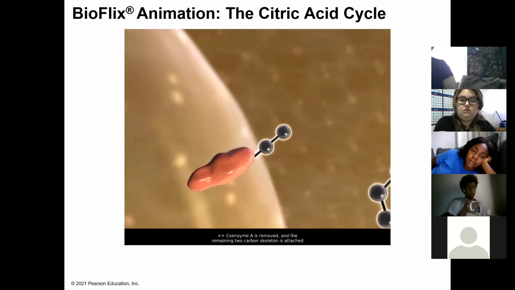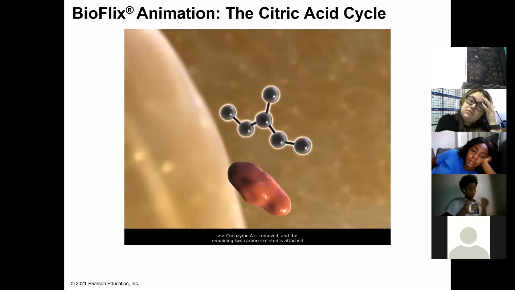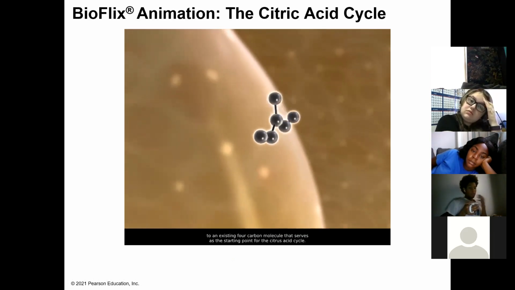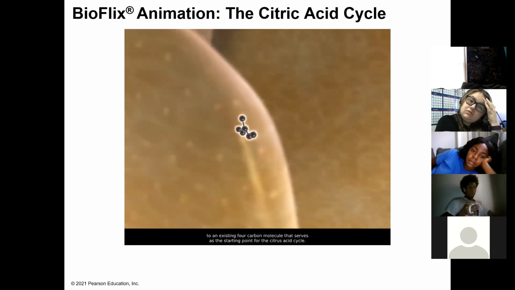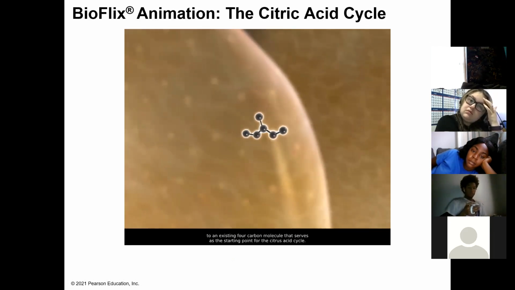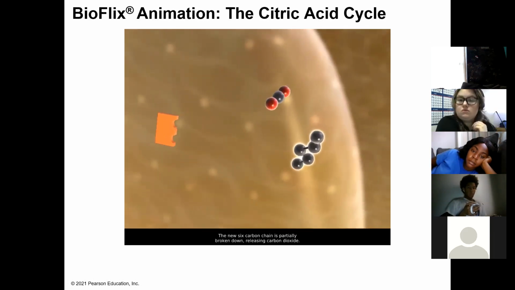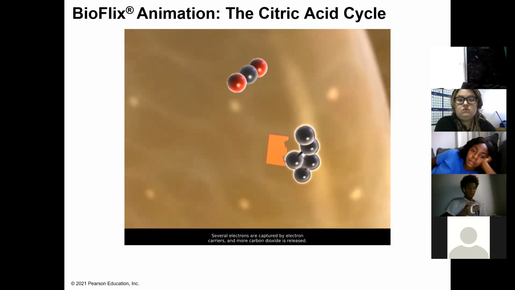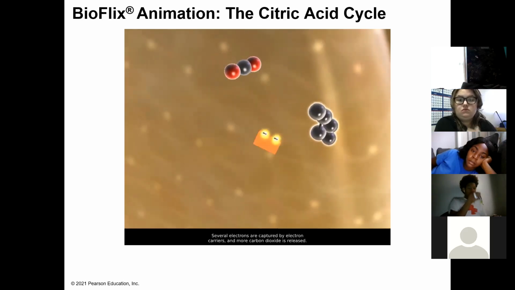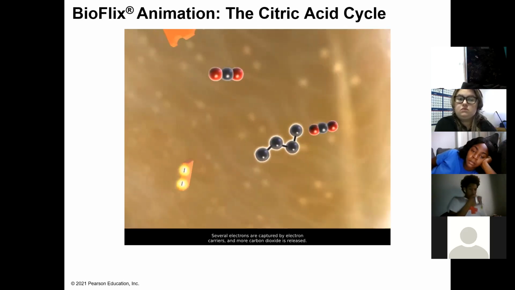Coenzyme A is removed, and the remaining two-carbon skeleton is attached to an existing four-carbon molecule that serves as the starting point for the citric acid cycle. The new six-carbon chain is partially broken down, releasing carbon dioxide. Several electrons are captured by electron carriers, and more carbon dioxide is released.